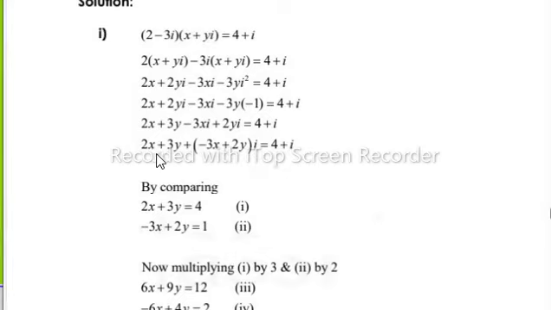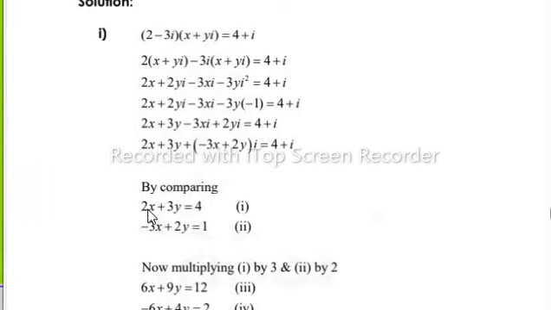Now you have to see that 2x plus 3y is the real part. Real part means it has no i sign, while minus 3x plus 2y has i, so it will be the complex part of this equation. At the right hand side of the equal sign, 4 is real while i is imaginary. So 2x plus 3y will be equal to 4, because 4 is real.